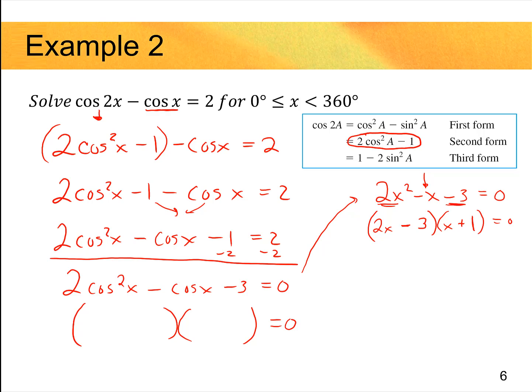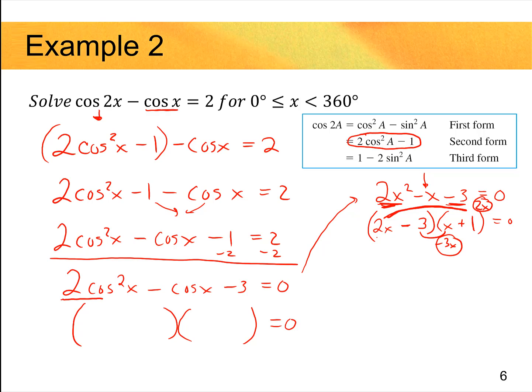So notice we get our 2x squared from 2x times x. We get a negative 3 from negative 3 times positive 1. And then all we have to do is check our outside terms. That's going to be a 2x. And the inside term, negative 3x. Do those two add up to a negative 1x? They do. Okay. That's the same concept that we have over here.